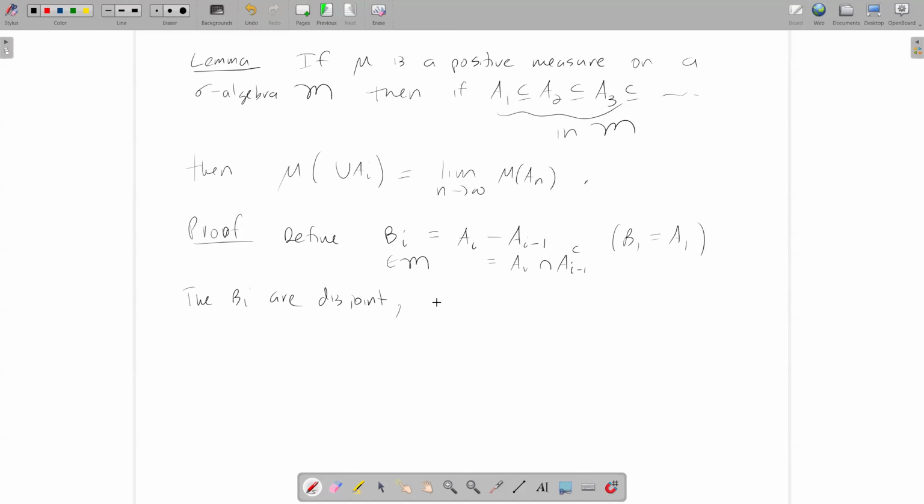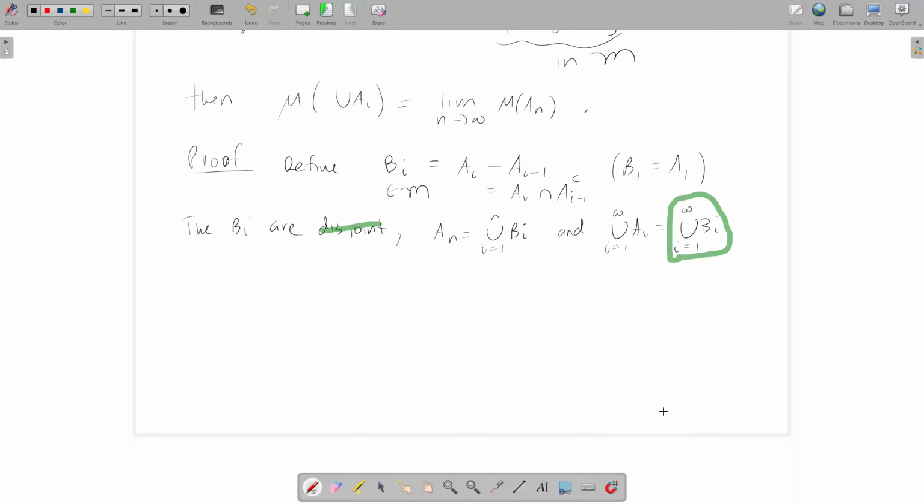A_n is equal to the union i equals 1 to n of B_i, and the union i equals 1 to infinity of the A_i's is equal to the union i equals 1 to infinity of the B_i's. Okay? And the B_i's are disjoint. So that is actually a disjoint union. And that means we can apply the one and only property, right? Countable additivity of a positive measure.